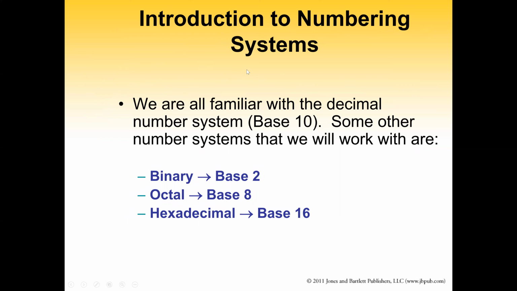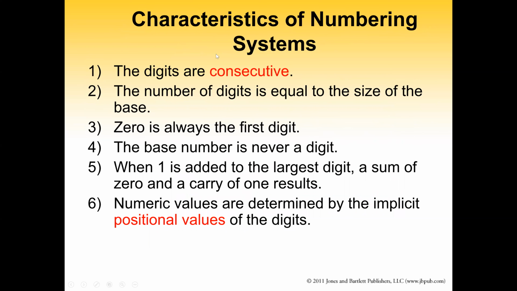So we are now familiar with the decimal number system base 10, and also octal base 8, and hexadecimal base 16. The characteristics of a numeric system: we say the digits are always consecutive. The number of digits is always equal to the size of the base.